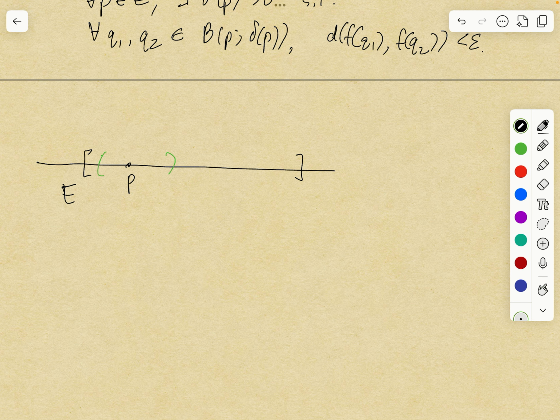So now the obvious thing is to just take the union of those open balls, right? So we have E is the union over all P in E of these open balls.